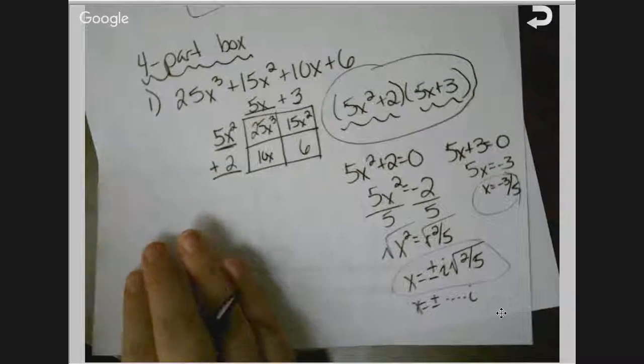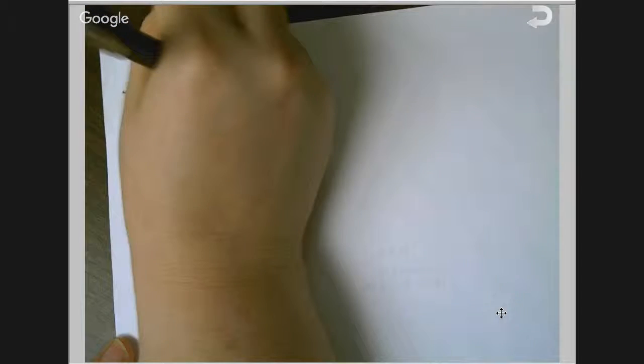Very good. Okay. Make sure. Okay, so that's 4-part box. Now we're going to go to trinomials with A being 1.